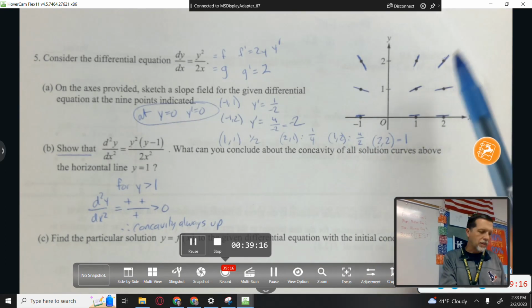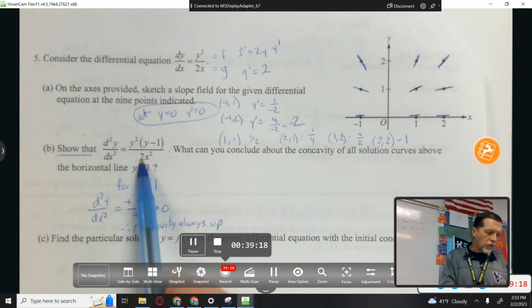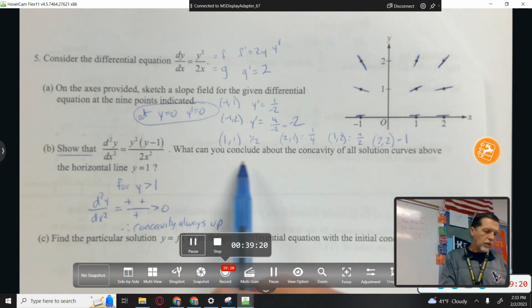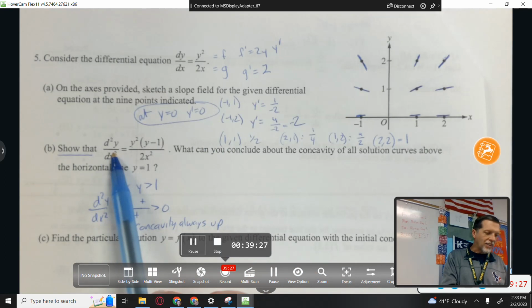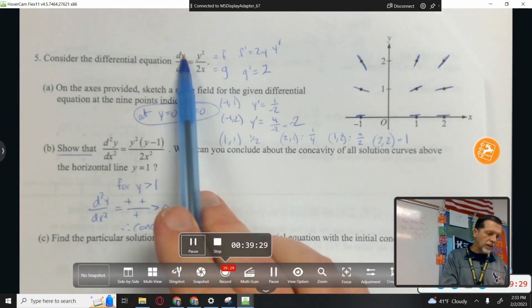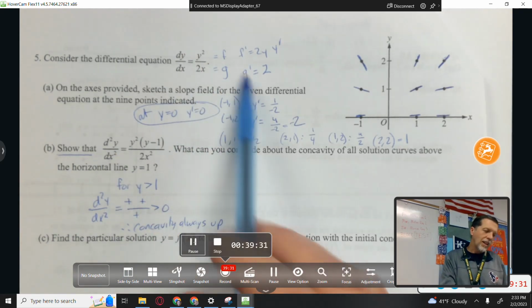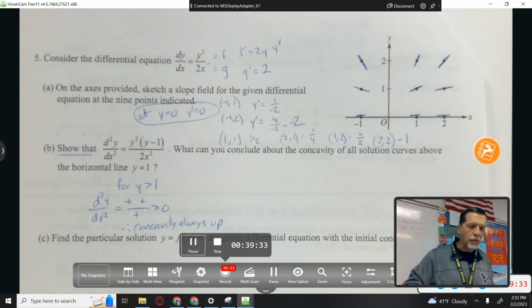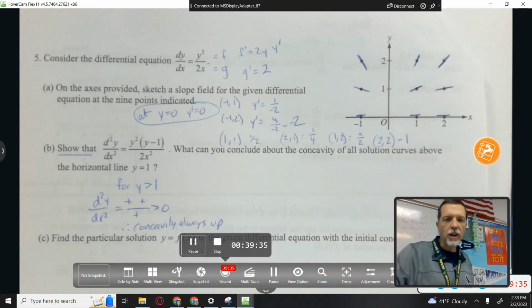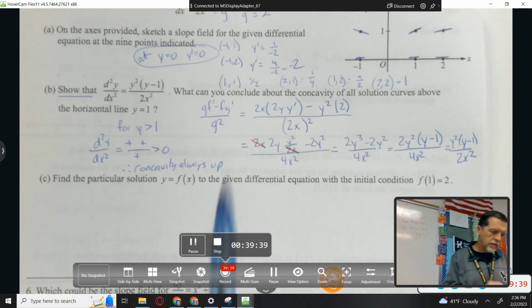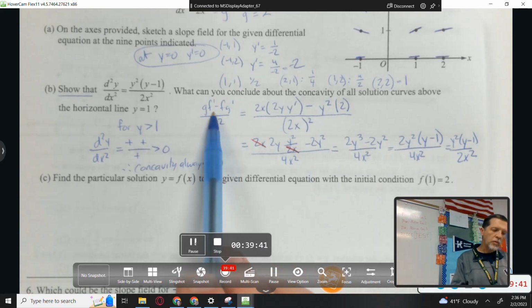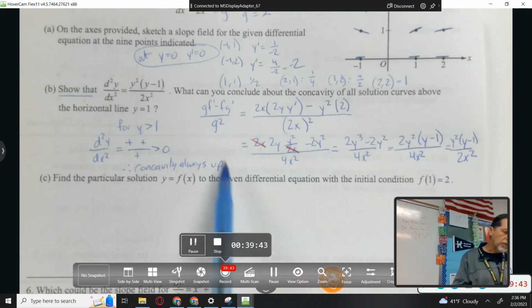Part B, show that. So that's the tricky part. What can you conclude about concavity? That's kind of the easy part. So for finding that second derivative, I need a derivative of the first derivative. That's going to be quotient rule. So I set that up, see if you can go from there. Again, quotient rule, gf prime minus fg prime over g squared, all the algebra.